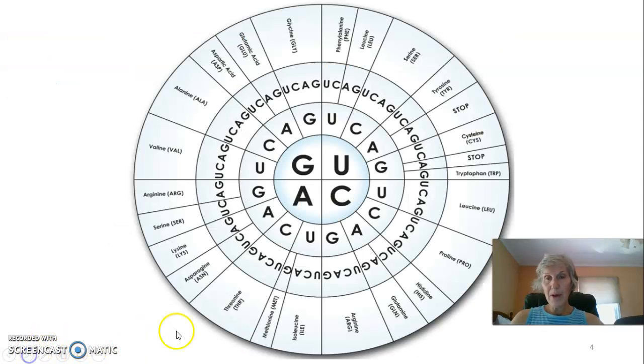All right, so if we carry on here, now how do you take the messenger RNA codon, and how on earth do you read this table? The innermost circle is going to be the first letter. The second circle outside of the innermost circle is going to be the second letter. And then the third circle farthest away from the center is going to be the third letter.